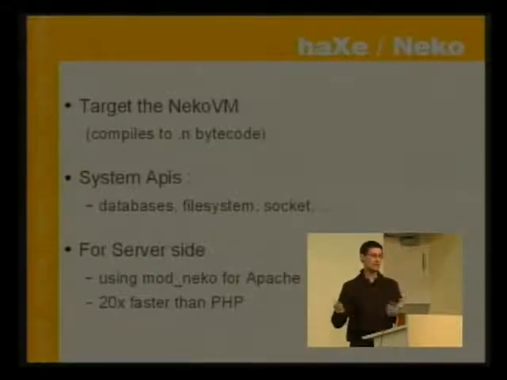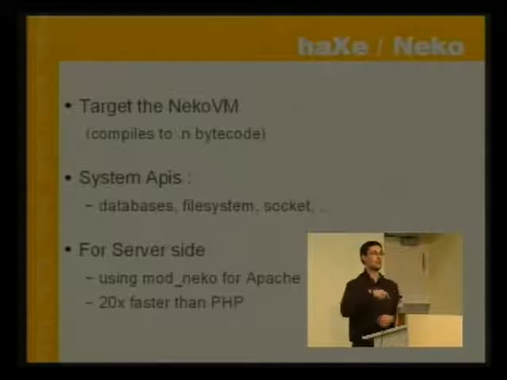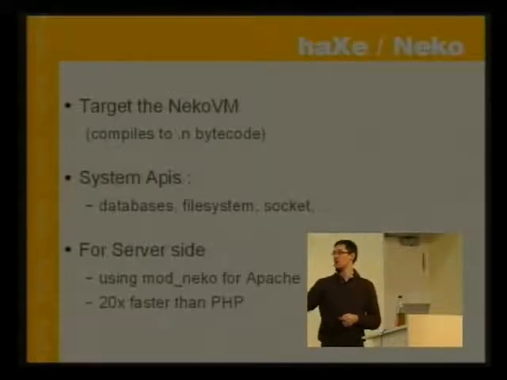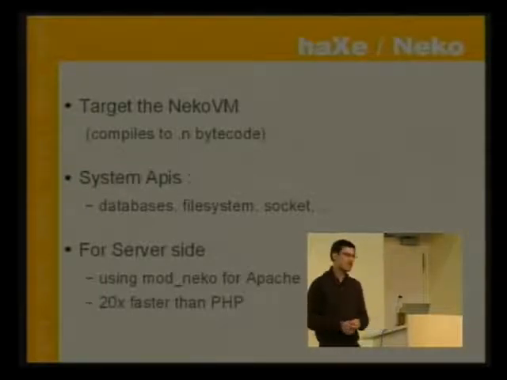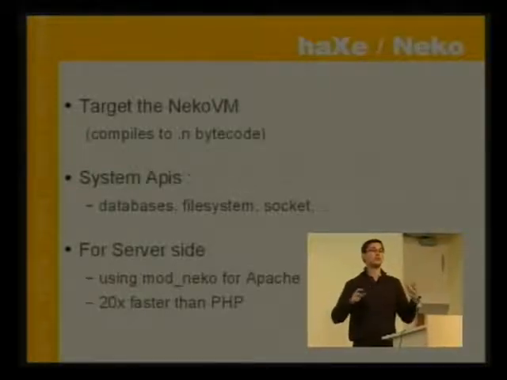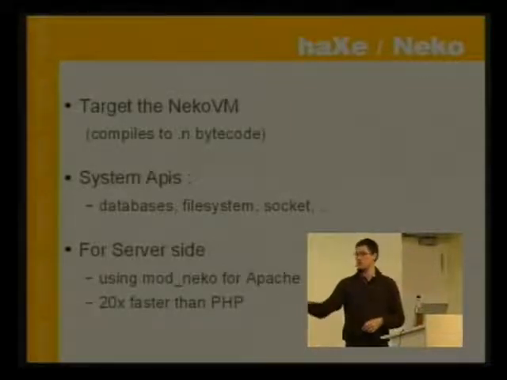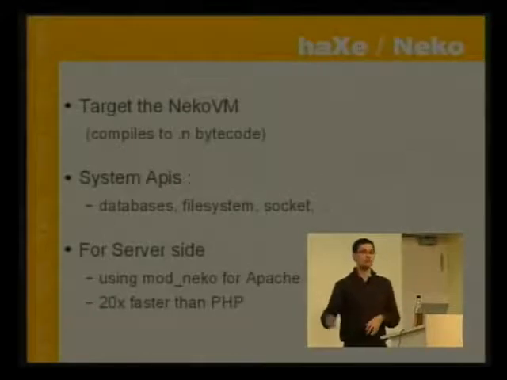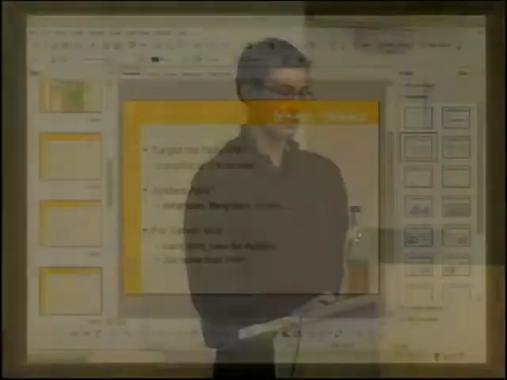And it has a lot of system APIs, so databases, file systems, sockets. For the website I showed you before, we are using Nico VM on the server side. We are using mod_neko for the Apache web server, which is 25 times faster than PHP. So that's pretty good news in terms of performance. Of course, it's 25 times faster if you are doing computing, if you are just doing some calculus or algorithms. If you are just doing database requests, all the speed is taken by the database, so it's not the code itself, but it's sometimes faster by 20 times, sometimes a little bit slower, but it's around 20 times faster than PHP.